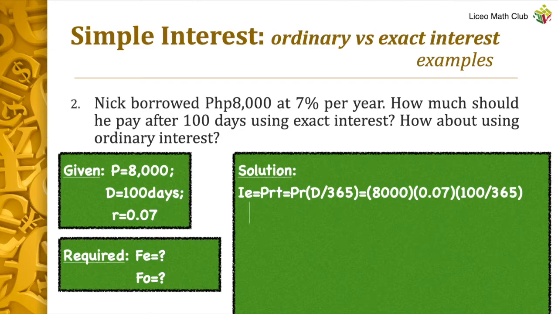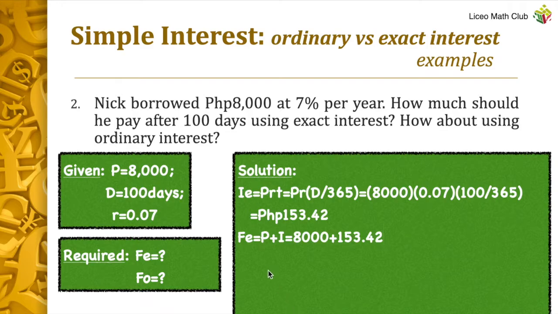So what we have in I sub E is 153 pesos and 42 cents. That's your interest after 100 days. So how much do you need to pay back? How much does Nick need to pay back after 100 days? So your principal plus your interest, right? So we're going to write that as FE.